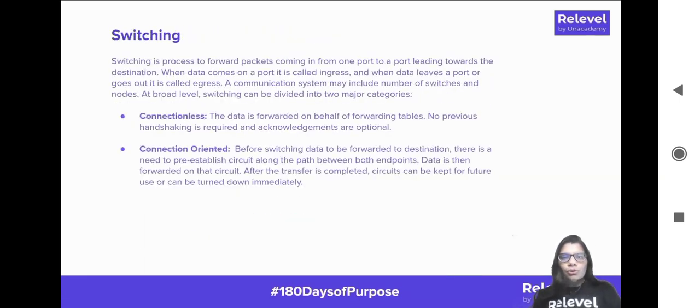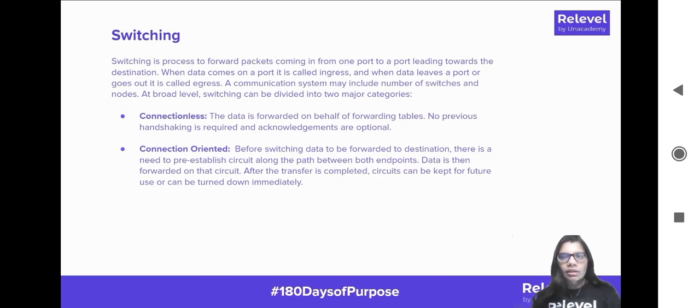Actually, switching is the process of forwarding packets coming in from one port to the port leading towards the destination. When data comes in on a port, it is called ingress, and when data leaves a port or goes out, it is called egress. A communication system may include a number of switches and nodes. At a broad level, switching can be divided into two major categories.